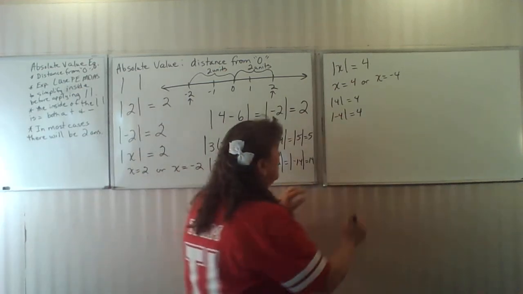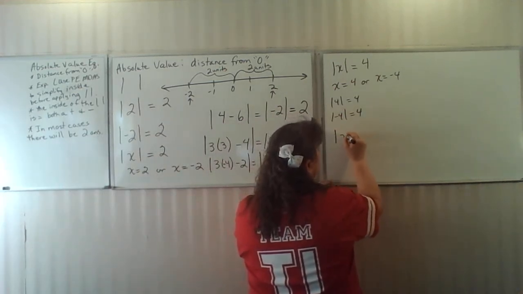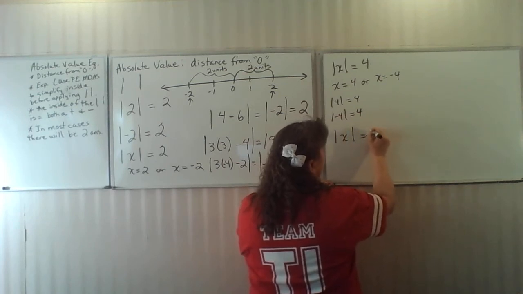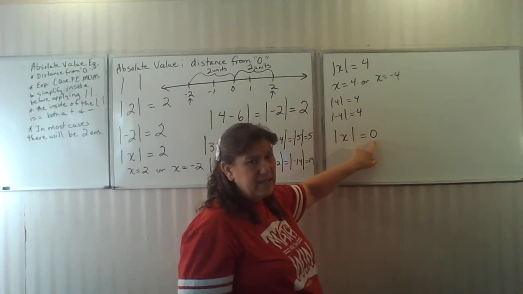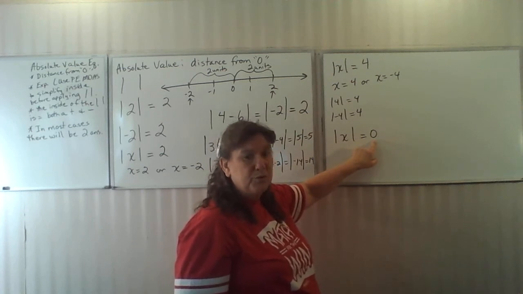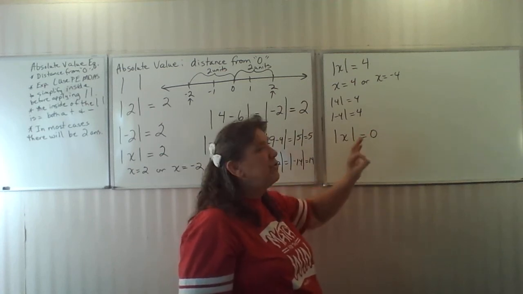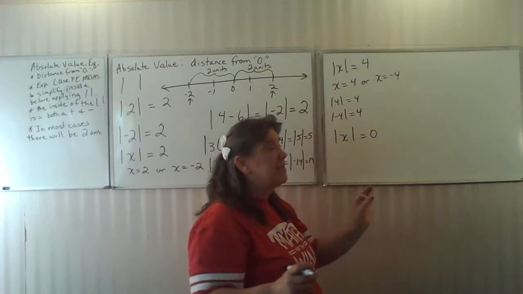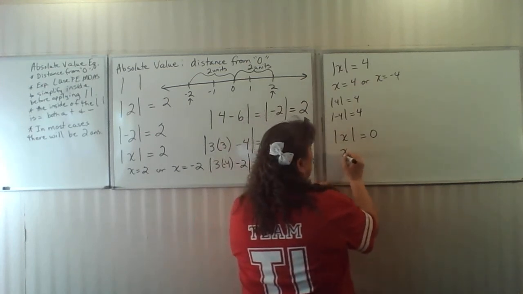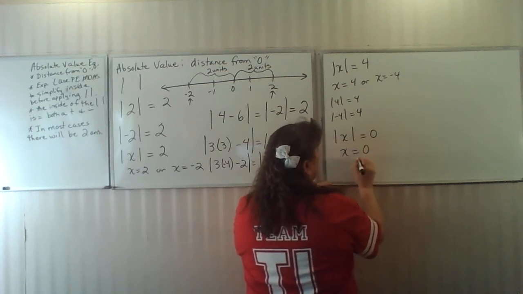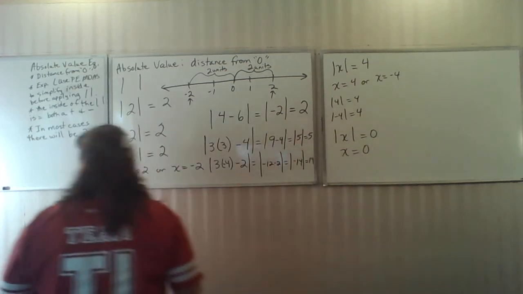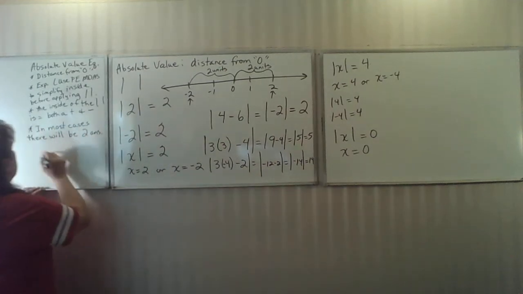Let's look at an exception to the rule. The absolute value of x is equal to 0. Is 0 positive and negative? 0 is neutral. You have 1 0. You don't have a positive 0 and a negative 0. So therefore, if the absolute value of x is equal to 0, you have 1 answer. So that's one exception.